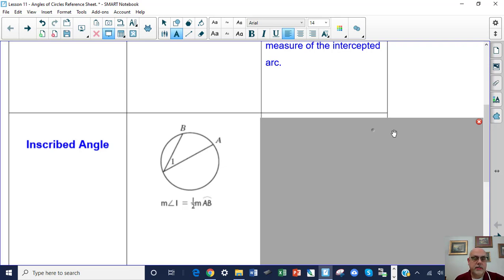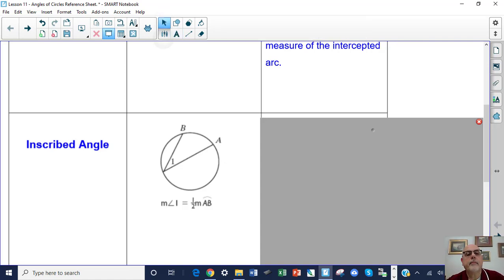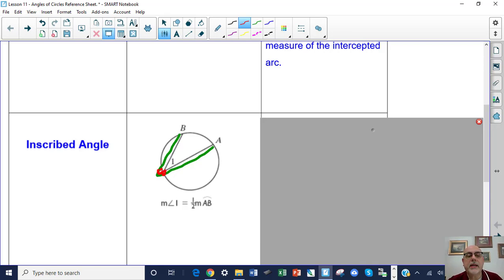Now let's take a look at this angle. This angle here. The vertex of that angle is on the circumference of the circle. So the vertex of that angle is right here. So the vertex of that angle is on the circumference, not at the center. So the intercepted arc is still this arc AB right here. Okay. However, the relationship between the arc and the angle is different.